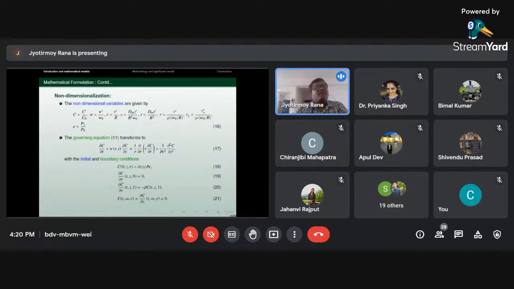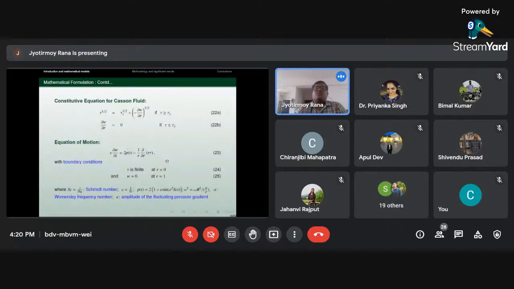Here we have used non-dimensional variables to get the non-dimensional form of the equations. At first we obtain the governing equation in the non-dimensional form in this way. The constitutive equation for the Casson fluid in non-dimensional form is given by this, and the momentum equation in non-dimensional form is given by this. Here we are interested in finding the velocity of the fluid by solving this momentum equation 23. So we have used the perturbation technique to find the velocity of the fluid.